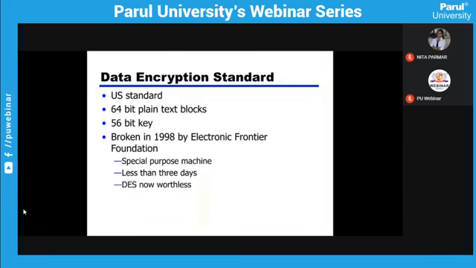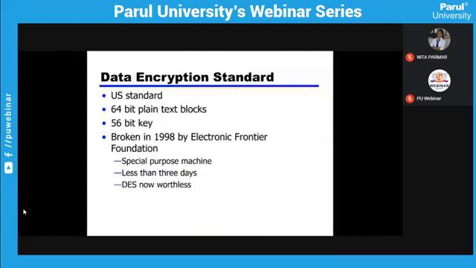This DES algorithm was cracked in 1998, and it was cracked by the Electronic Frontier Foundation. It introduced a special purpose machine to decrypt this algorithm, and they cracked the DES algorithm in less than 3 days. Means any key combination or any plain text, they can crack this in less than 3 days. So the DES algorithm is not used nowadays because it is not useful. It cannot guarantee security of our data.